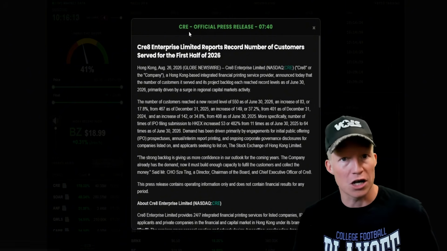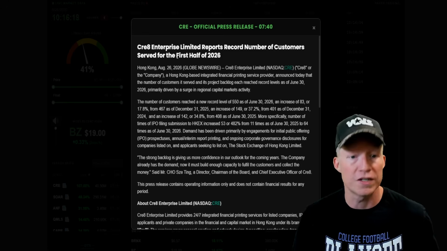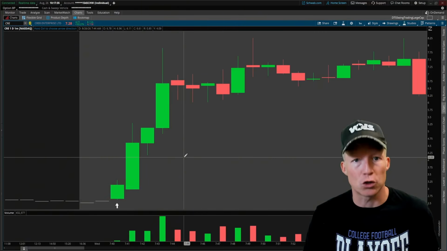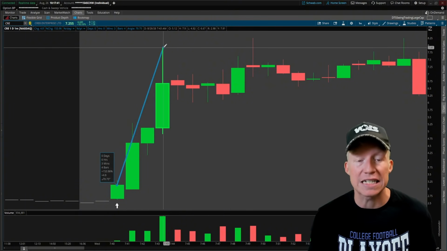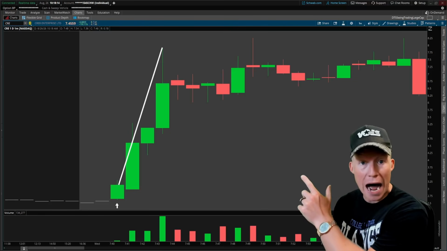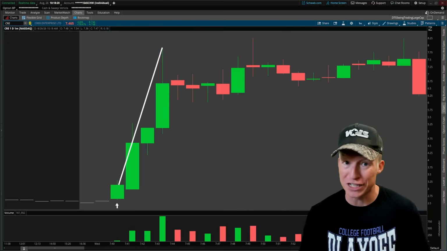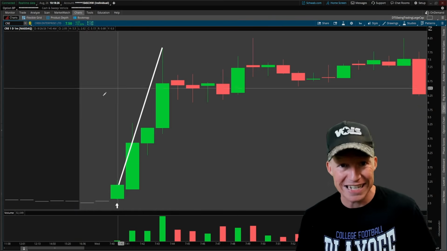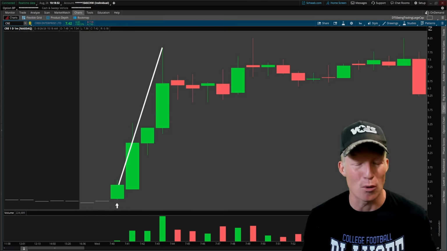But at 7:40, CRE announced a press release. Create Enterprise Limited reports record number of customers served for the first half of 2026. 7:40 is represented by this 1-minute candle right here. And from the close of that candle, over the next 3 minutes, the stock goes up over 150%. And that is why targeting news in your trading can be so powerful. Of course, later in this course, I will give you exact strategies that I use every day in my own trading to take advantage of these kinds of moves. But first, we need to continue to build up to that point in your education.